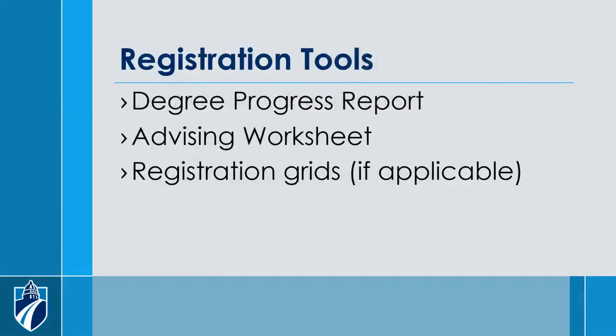So the tools that we will be using today is the degree progress report, which I previously mentioned. It lists degree requirements that are assigned to you when you apply to a program and lists those courses that you need to complete the degree. It also will notate any courses that you have already satisfied or are currently in progress.